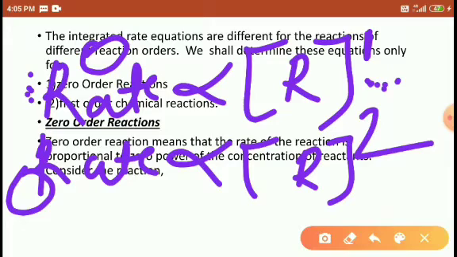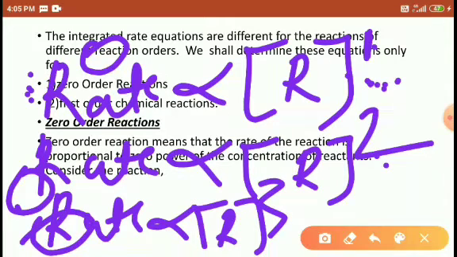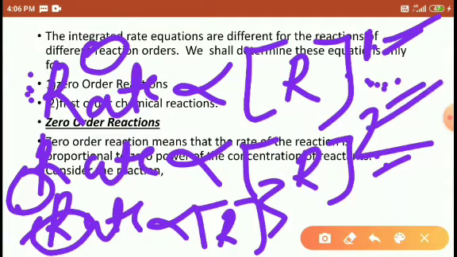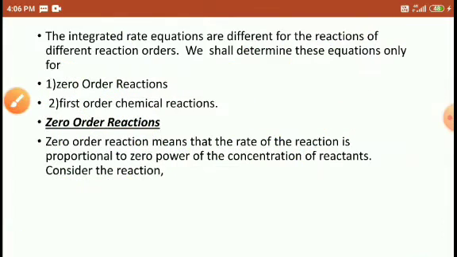When you increase the reactant concentration from 1 to 2, the rate remains 0. Again you increase the concentration of reactant to 3, the rate remains 0. So if you increase the concentration of reactant 1, 2, 3, but the rate remains 0, it means the reaction cannot proceed, it cannot turn into product. That is called a zero order of reaction.